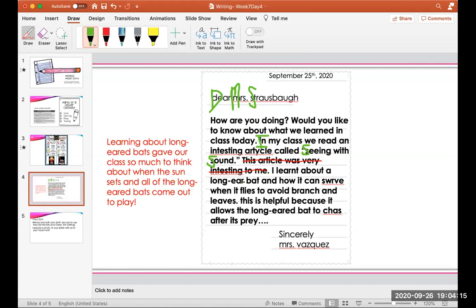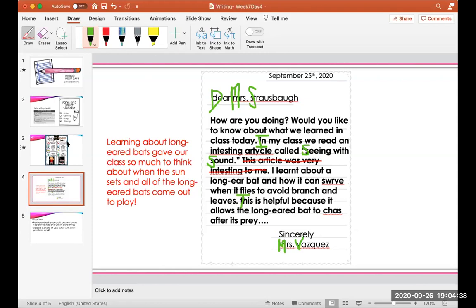I learned about a long-eared bat and how it can soar when it flies to avoid branches. This, I need to capitalize that T because it's the beginning of my sentence, because it allows the long-eared bat to chase after its prey. Sincerely, oh, my name, silly me, I need to make sure it's capitalized. Okay, capital M, capital V.